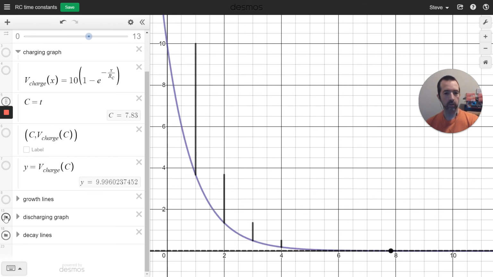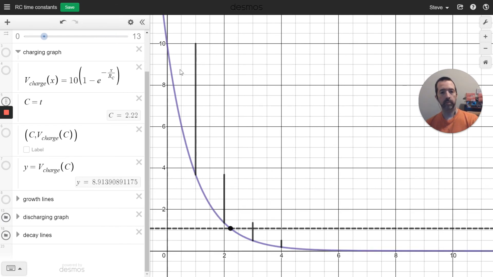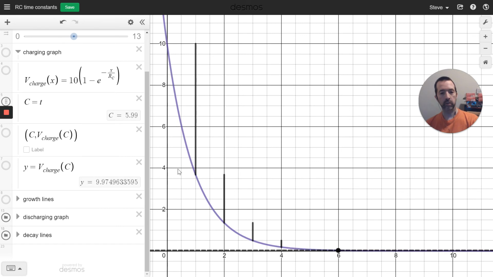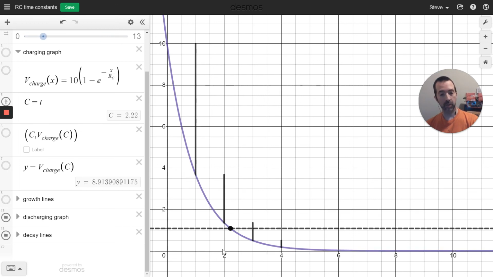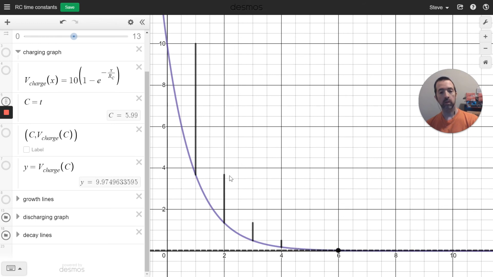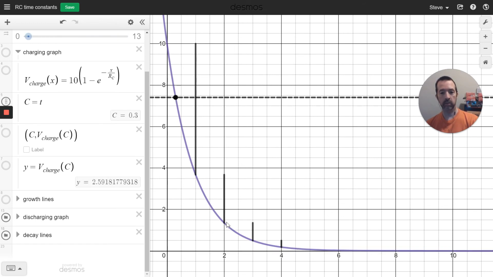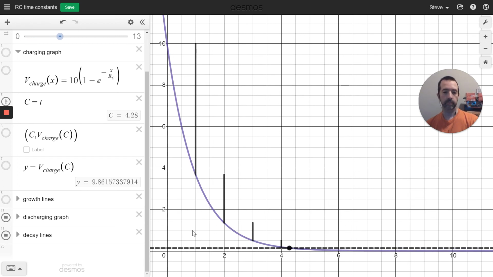All right, this is the discharging version. It's basically just flipped over. During the first second, during that first time constant, I lose 63% of the charge that I had. 37% is left. And then during the next time constant, between 1 and 2, I again lose 63% of whatever I had left, and so on. So again, the steps get smaller and smaller.